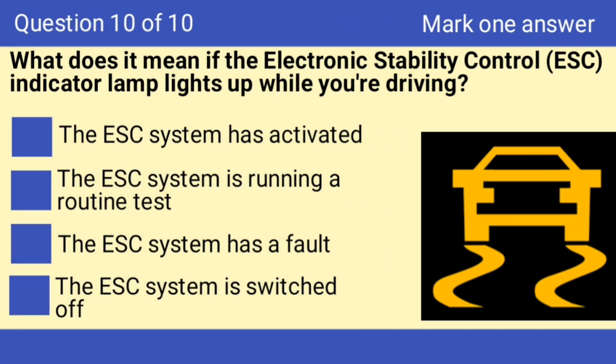Question 10. What does it mean if the electronic stability control ESC indicator lamp lights up while you're driving? The ESC system has activated. The ESC system is running a routine test. The ESC system has a fault. The ESC system switched off.